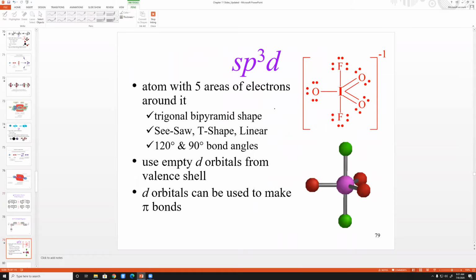You could remember it as, oh, it has a trigonal bipyramidal shape, or a seesaw, T-shaped, or linear with the lone pairs. That's too complicated to remember all those different things. Don't really worry about that when we're dealing with this hybridization. Just worry about the number of electron groups coming off of it. So in this case, you have 1, 2, 3, 4, 5. Therefore, sp3d. That's it. So any questions on that?